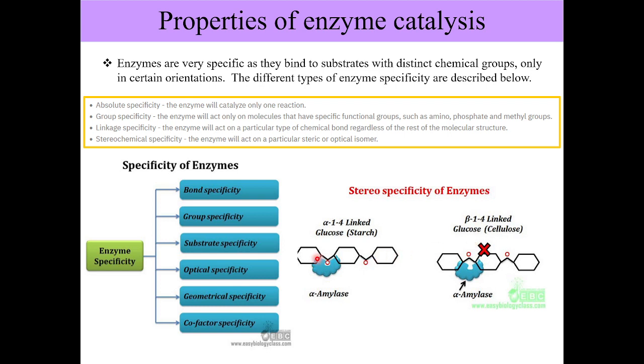So this tells you that in the active site the conformation of the amino acids is such that this tiny oxygen actually fits into it, but when the oxygen is in beta position it is not going to fit into the active site, and therefore alpha amylase is not going to act on cellulose and break it down to glucose.